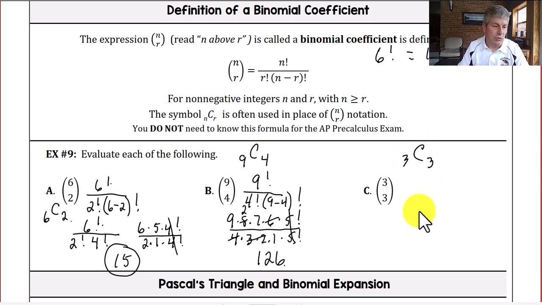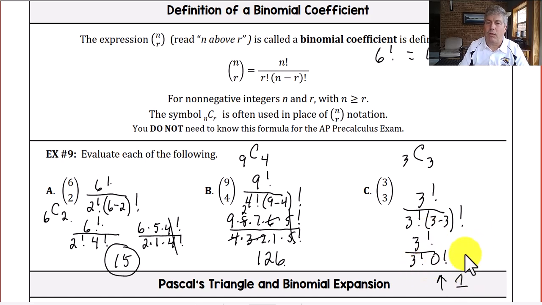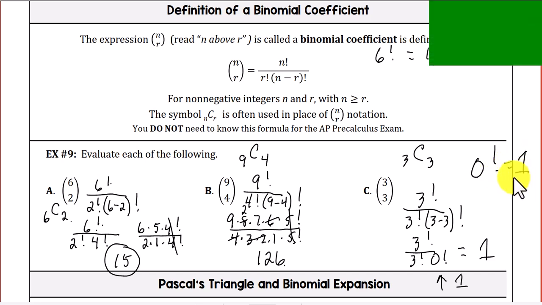Combination of 3 choose 3 is simply 3 factorial over 3 factorial times (3 minus 3) factorial. The lesson here is 0 factorial is equal to 1. So 0 factorial is 1, so we end up with 3 factorial over 3 factorial, and that is equal then to 1. So 0 factorial equals 1.